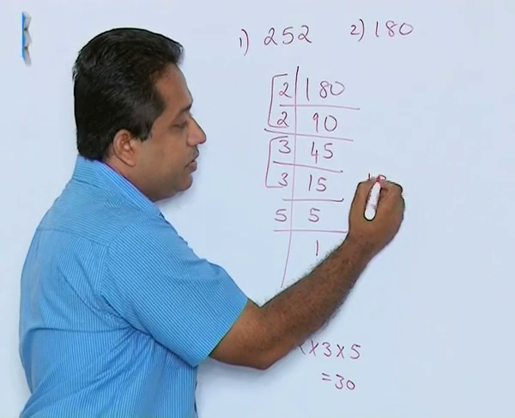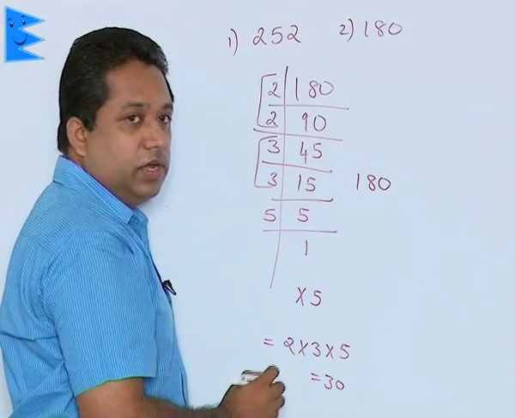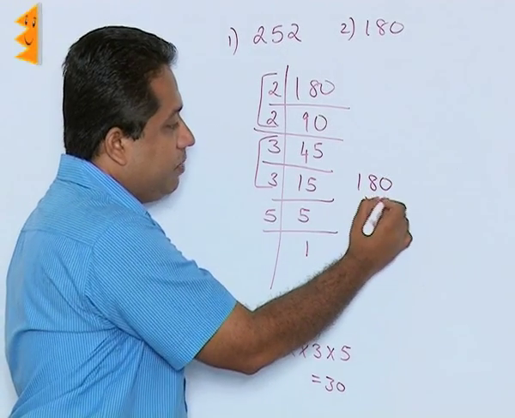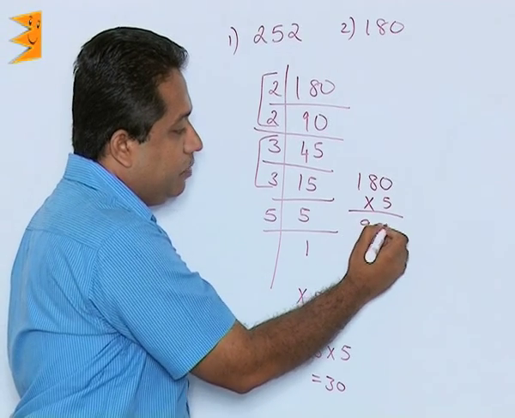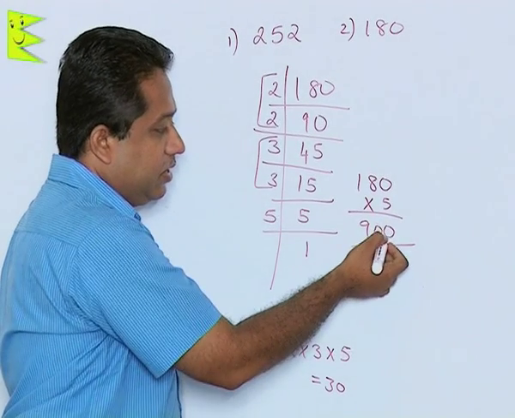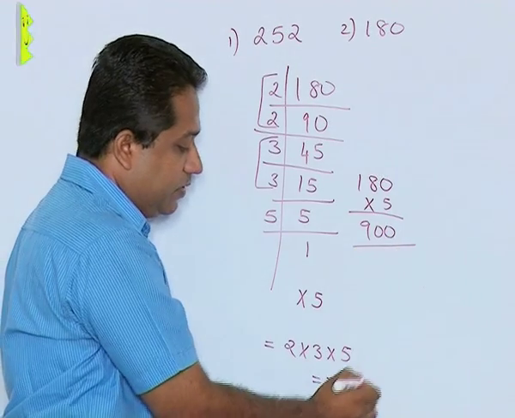For verification purpose, we can see this. 180 is the number. We will multiply it by 5. When I multiply by 5, we get 900. And when I take the square root of 900, we will get 30.